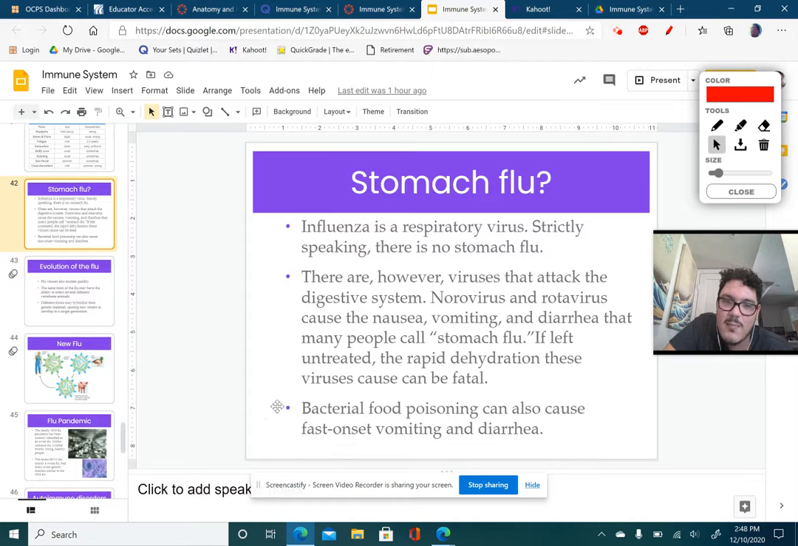Food poisoning. Bacterial food poisoning can also cause fast onset vomiting and diarrhea. So, food poisoning is typically more prominent amongst bacteria. So, it depends on where you're eating, right? You can get food poisoning technically from a 5-star restaurant, but the odds of getting food poisoning from a place where they are more serious about how they prepare the food and cleanliness and everything like that, are much less than eating theoretically like fast food or like gas station food.